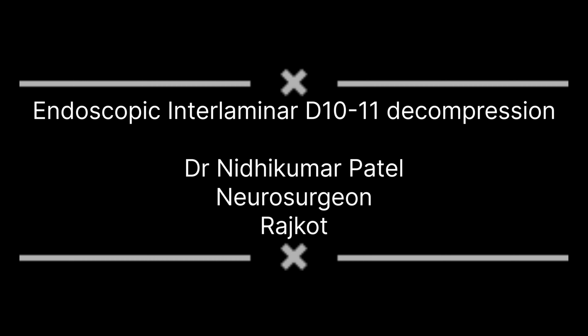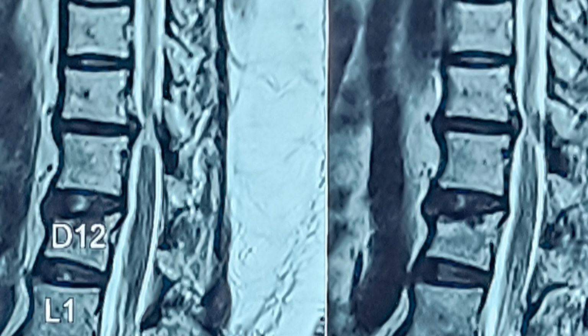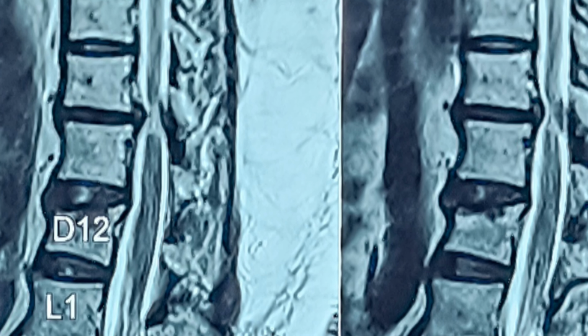Today we will see endoscopic interlaminar dorsal decompression under epidural analgesia. Patient is a 55-year-old lady who came to us with spastic paraparesis with the posterior column signs for 3 months. She had weakness on left side more than right. Her MRI showed a D10-11 level myelomalacic changes due to disc plus ligamentum flavum thickening.